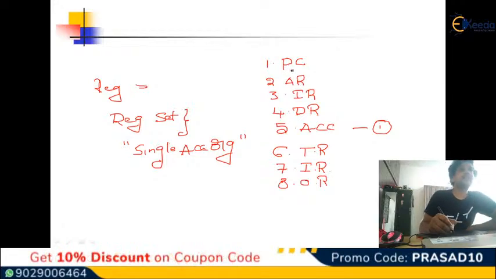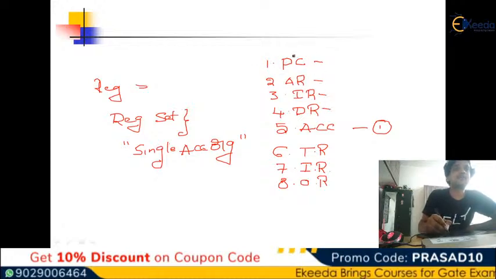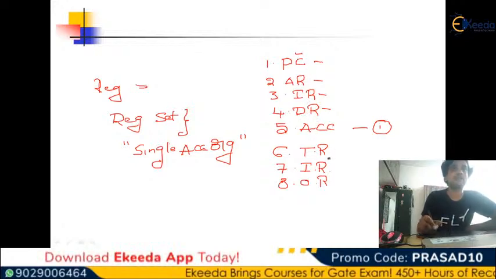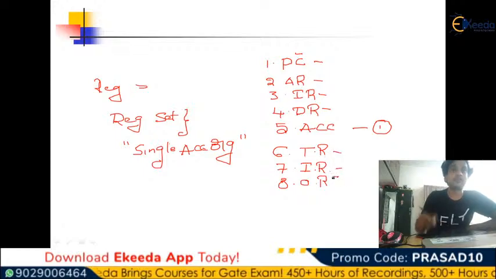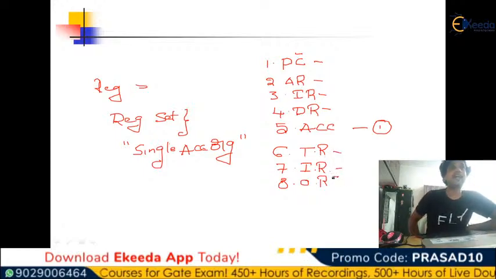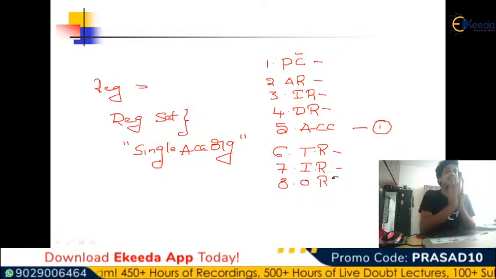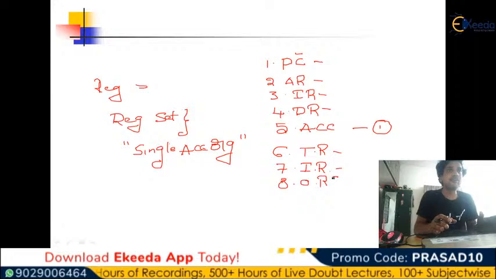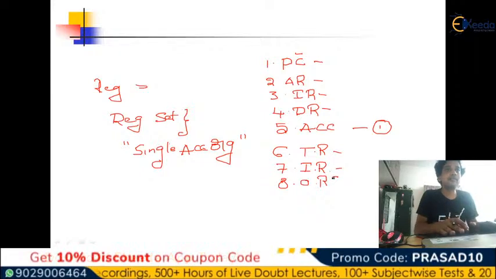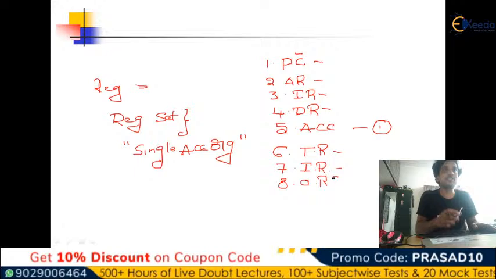Let us understand what these registers are all about. What are these registers up to? What is single accumulator? What is program counter, address register, instruction register, data register, accumulator, temporary register, input register, and output register? Let us stay focused and understand. Let us see the purpose. Do not think about any other thing other than the purpose of each and every register as of now.